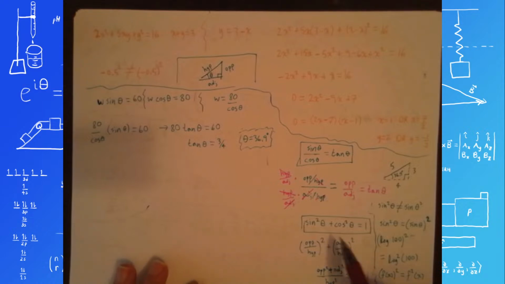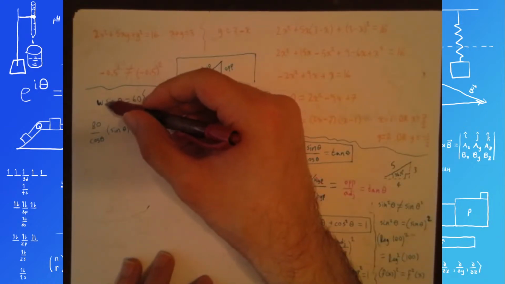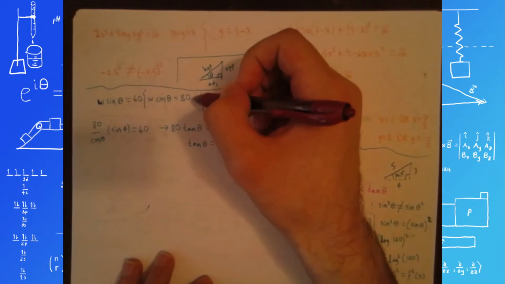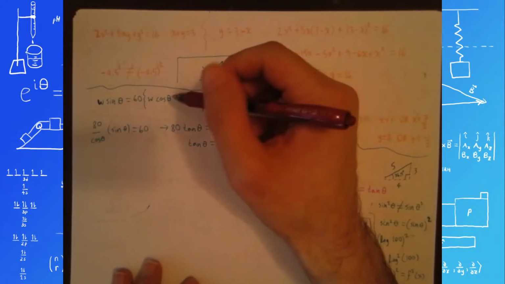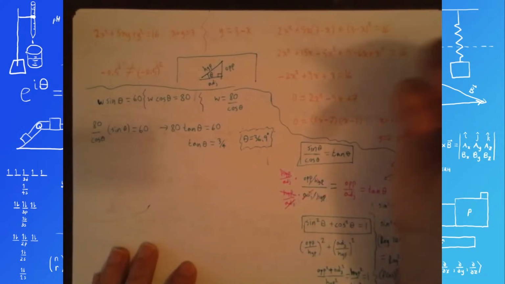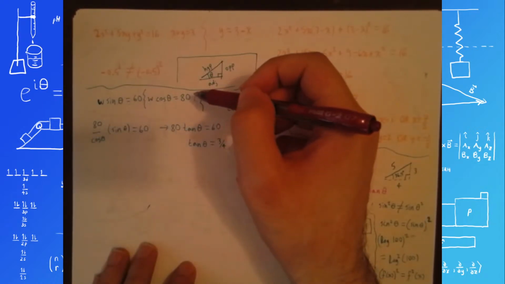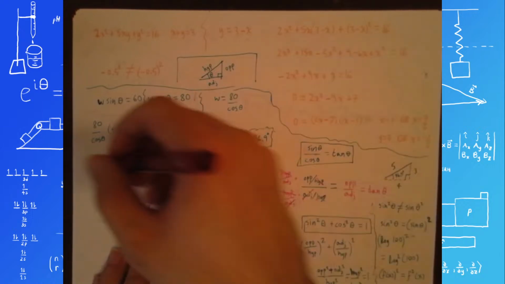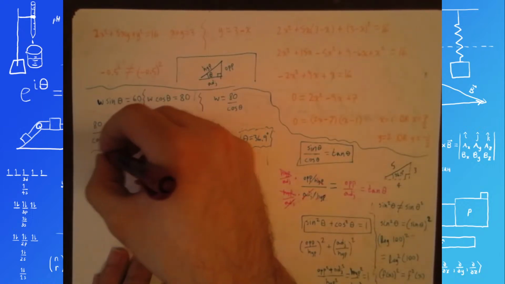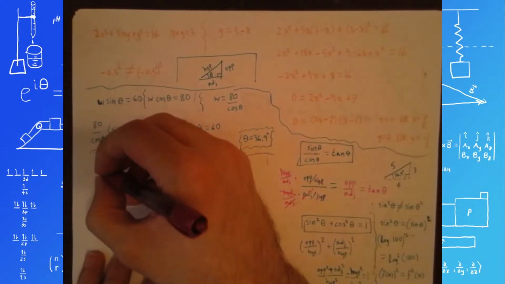Anyway, if I want to take advantage of this, I can just start from w sine theta equals 60 and w cosine theta equals 80. And what I can do is something that they definitely never taught you in algebra class. I can square both sides of both equations and add them to each other. And what does that achieve? Well, we're about to find out.